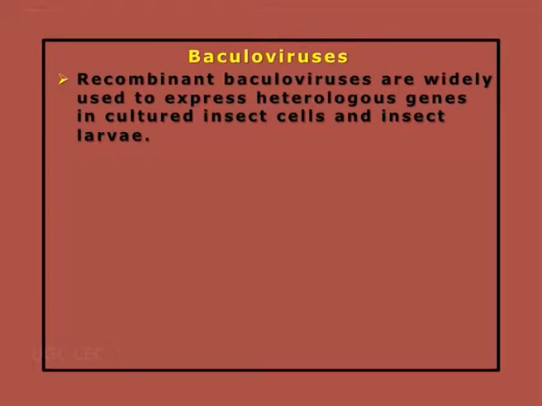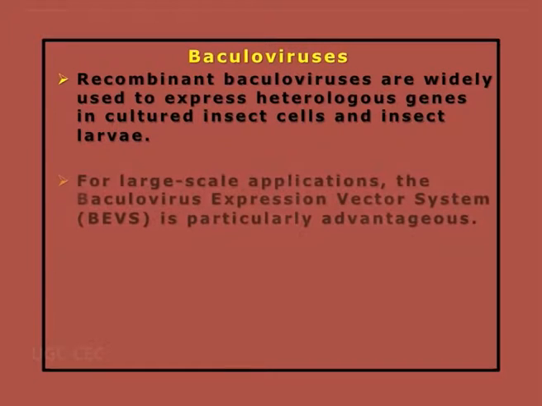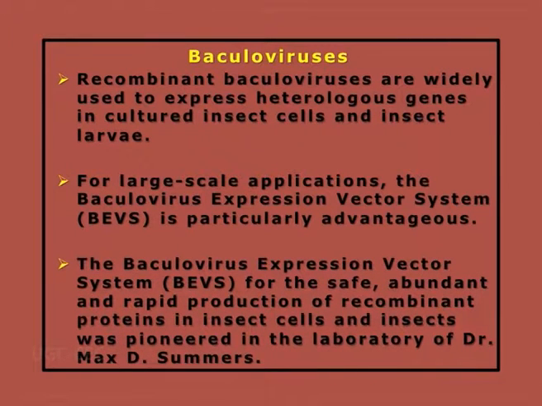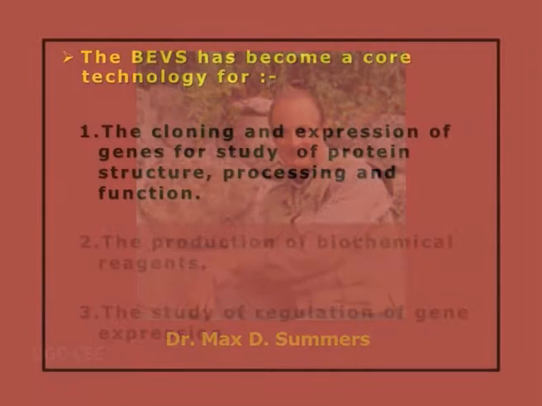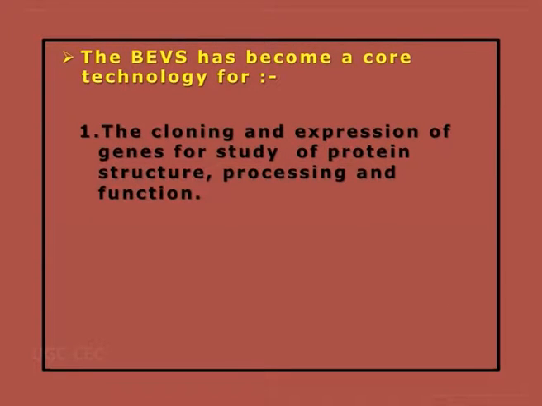As I said, recombinant baculoviruses are widely used to express heterologous genes in cultured insect cells and insect larvae. For large scale applications, the baculovirus expression vector systems, or BEVs, are particularly advantageous. The baculovirus expression vector system for safe, abundant and rapid production of recombinant proteins in insect cells was first pioneered in the laboratory of Dr. Max D. Summers.